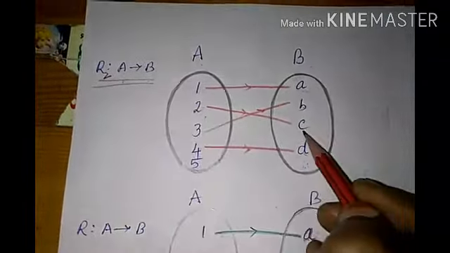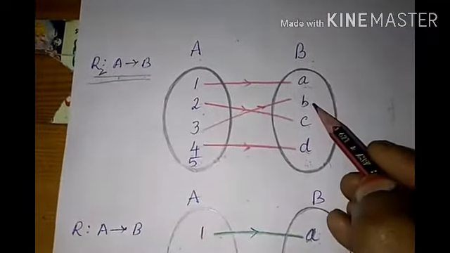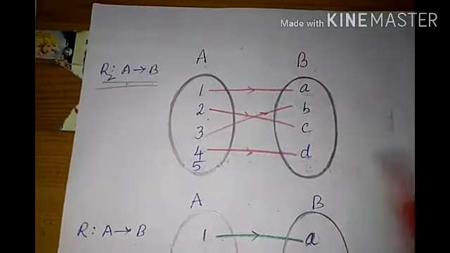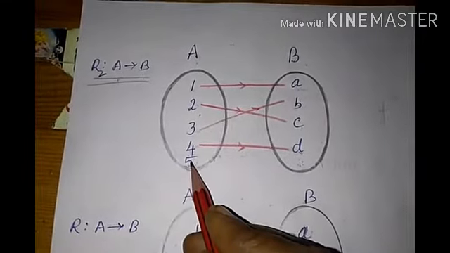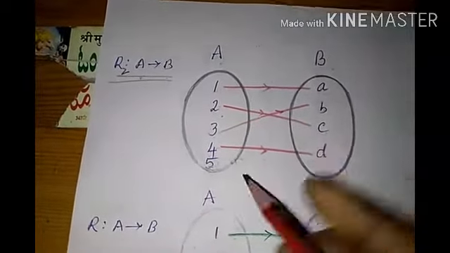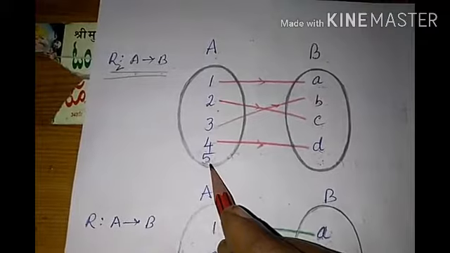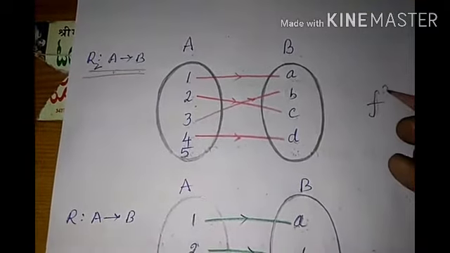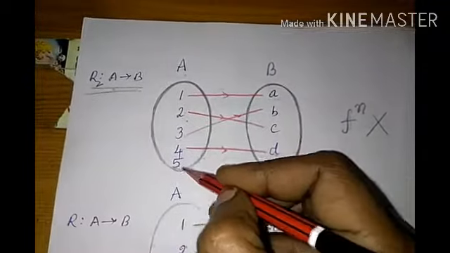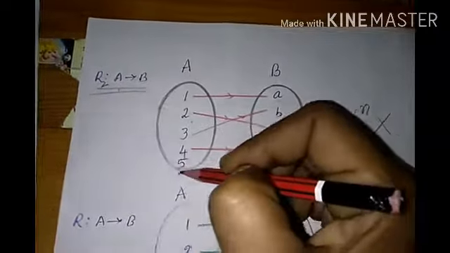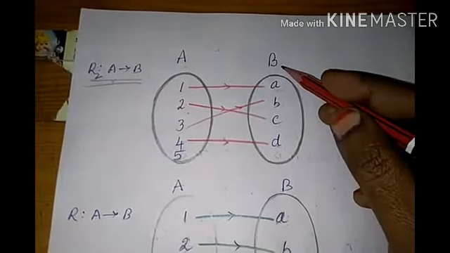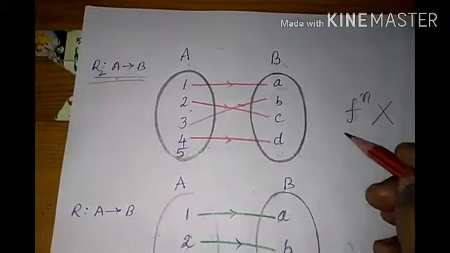For 2 as input I am getting C as output. For 3 I am getting B as output. For 4 I am getting D as output. But I am giving 5 as input and there is no output in set B for 5. So in this case also it is not a function. Why? Because 5 is left in the first set. I am giving 5 as input but there is no output in the set B. So in such a case, it is not a function.